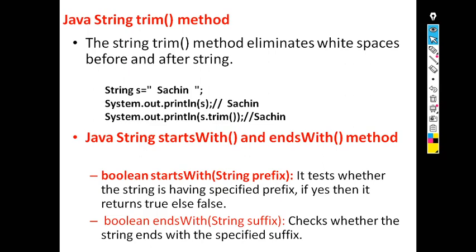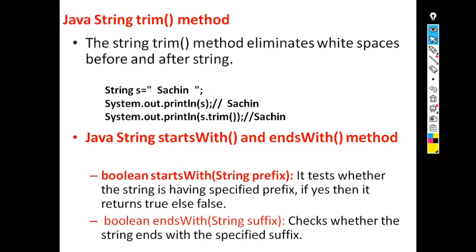One more method, that is the trim method, which eliminates the void spaces before and after the string. So, here I have written Sachin, and before and after Sachin I have put a few blank spaces. Whenever I print that string S, you will find that a few blank spaces have been added to your string, but whenever I write s dot trim, all the blank spaces or white spaces will be deleted. So, trim deletes the white spaces before and after the string.